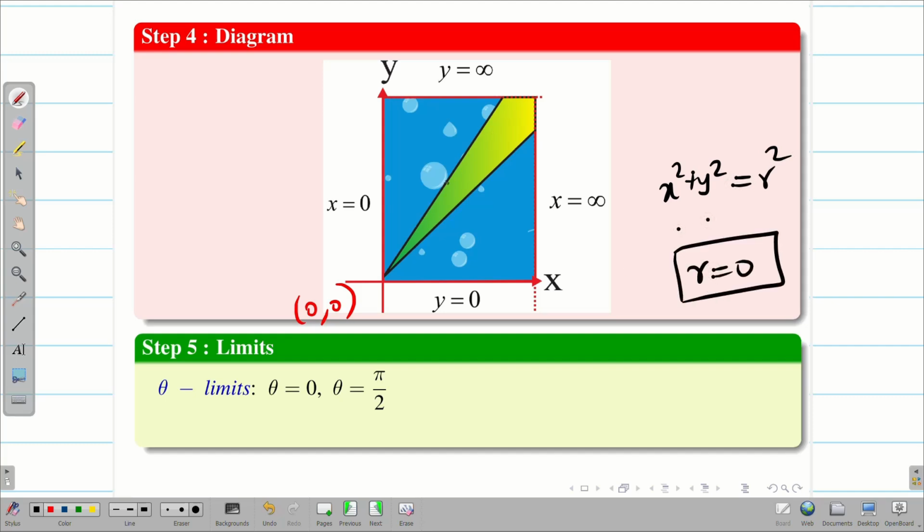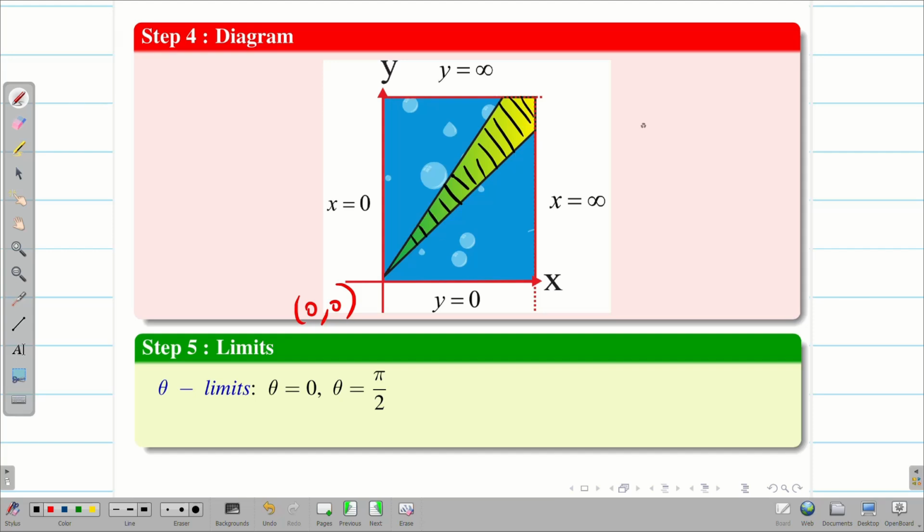And now it is moving toward infinity. In step 2, we have x equal to r cos theta, y equal to r sin theta, and then x square plus y square is equal to r square. Now when you put x equal to infinity and y equal to infinity, r is also going to be infinity. Or you can substitute here also, you will get the corresponding r as infinity. r equal to 0 to r equal to infinity is my limits. Step 5 gets over.